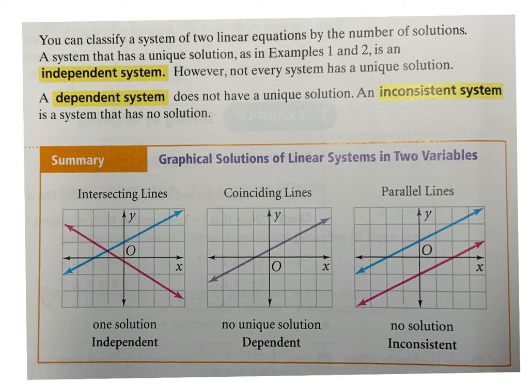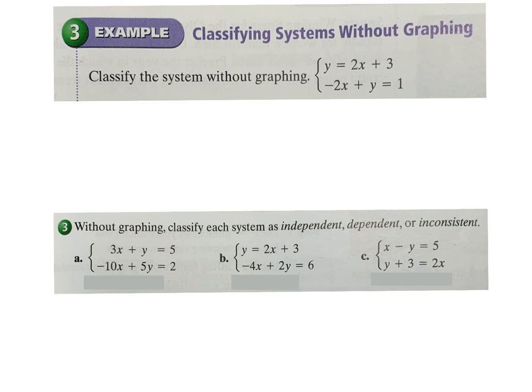Now, if you put them in slope-intercept form, you will likely be able to tell which is going to happen. All right, so let's classify these systems. Let's look at the example that they give us. We have y equals 2x plus 3, and we have negative 2x plus y equals 1. So I am going to put them both in slope-intercept form. The first one is already in slope-intercept form, y equals mx plus b. And then I am going to put the second one in there, which means I'm just going to move that x over. y equals 2x plus 1.